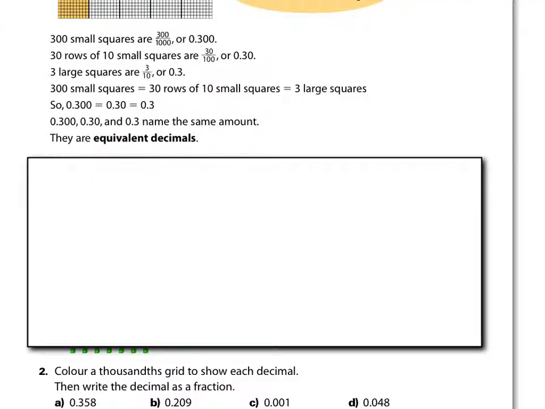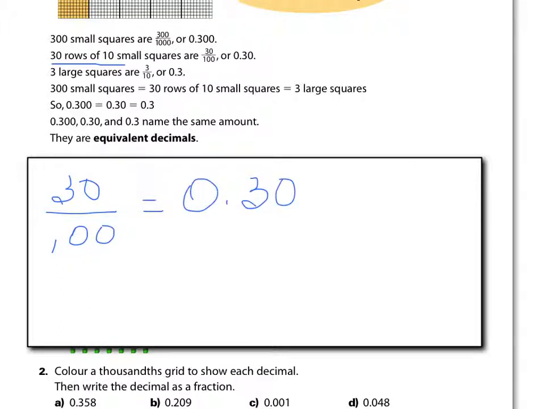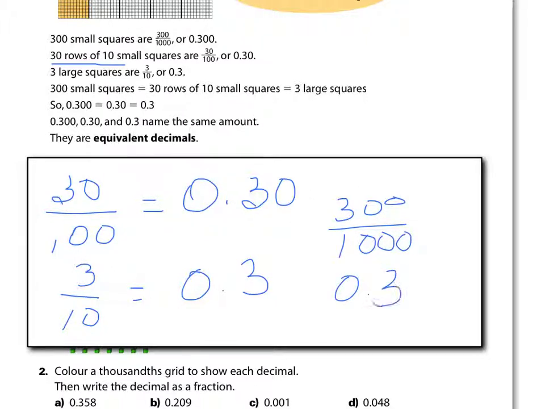All right, now we're going to talk a little bit more about equivalent decimals, which you've already done. If we have 30 rows of 10, that's like 30 out of 100, because we would have 10 rows of 10, and that decimal then is 0.30. If we have 3 out of 10, that would be 0.3. And if we have 300 out of 1,000, that would be 0.300. And again, those are all the same amount, it's just divided differently.